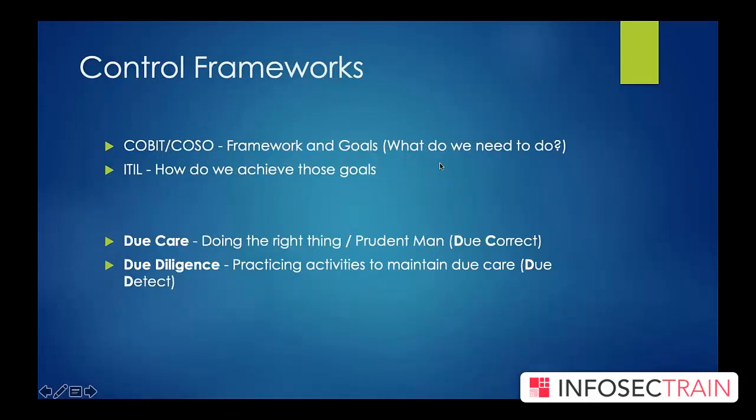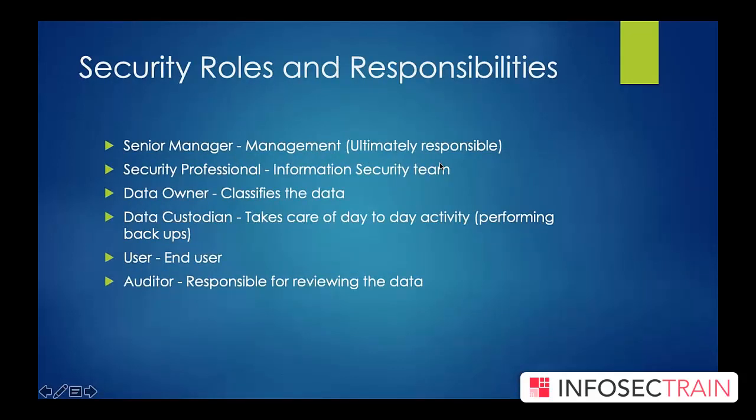Sorry, one question from my side. Which role would the data protection officer fall into in all this? They are going to play a role of more or less a security professional, I would say, or probably the senior management. It doesn't have to be completely black or white. There is a gray area there.